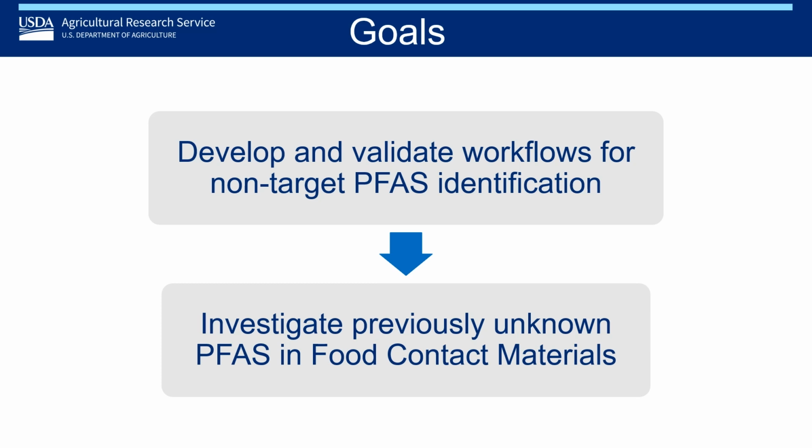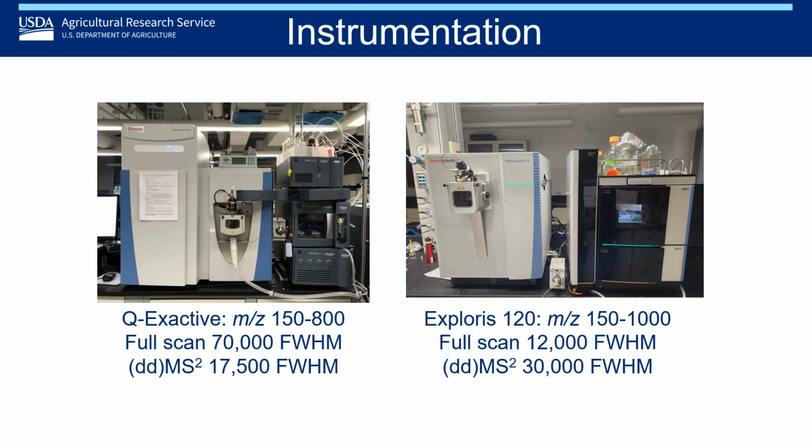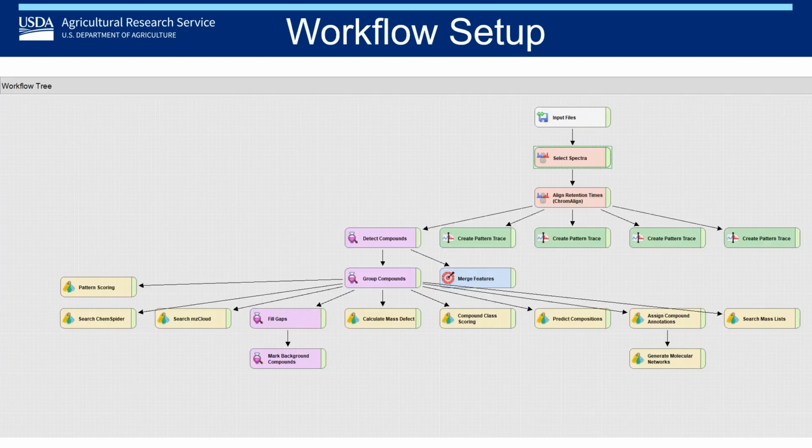To do this work, we utilize liquid chromatography systems in tandem with both Q-Exactive and Exploris 120 Orbitraps. These systems were utilized to generate the raw data for all of our samples, and then Compound Discoverer was the program used to filter and analyze the results. Within Compound Discoverer, and really any program you're going to use to analyze non-target data, you have to generate a workflow which will take your raw data and convert it into a usable, more visually appealing output that you can then do your analysis with.